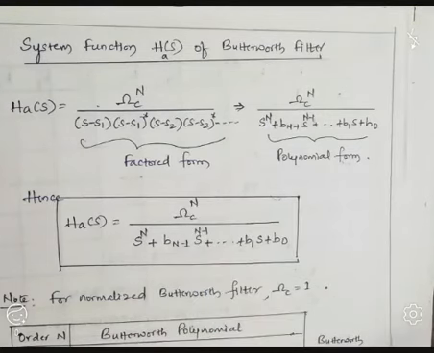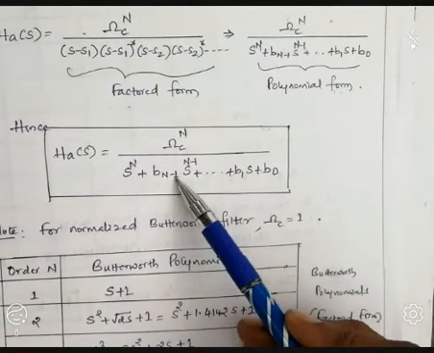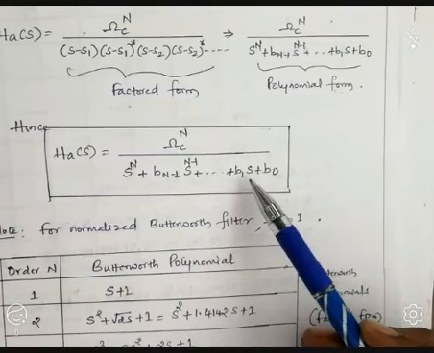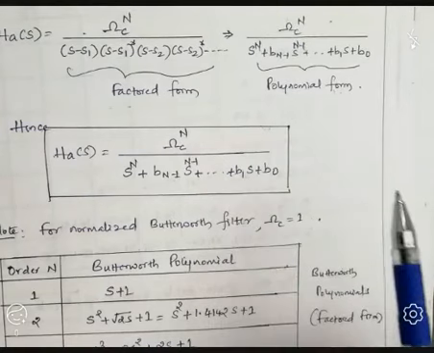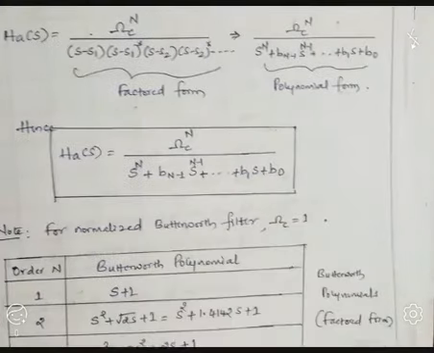Similarly, go for n equal to 2: s square plus b1 into s to the power 2 minus 1, that is b1 s, plus b naught, nothing but s square plus b1 s plus b naught we are getting. So what are the values of b1 and b naught? For that reason, this table we have to remember. For n equal to 2, b1 is 1.4142 and b naught is 1.